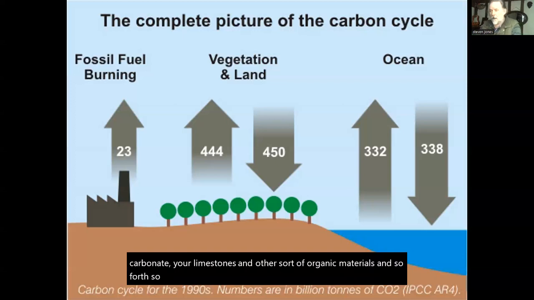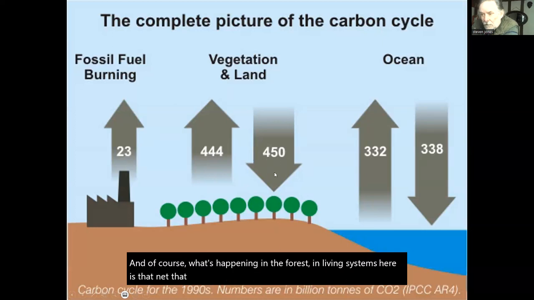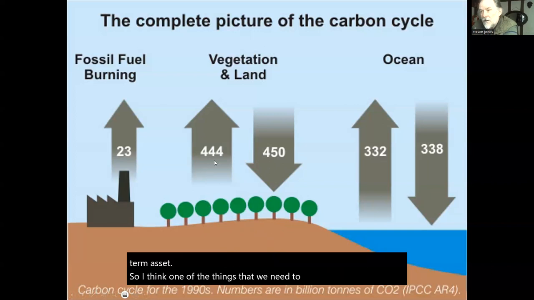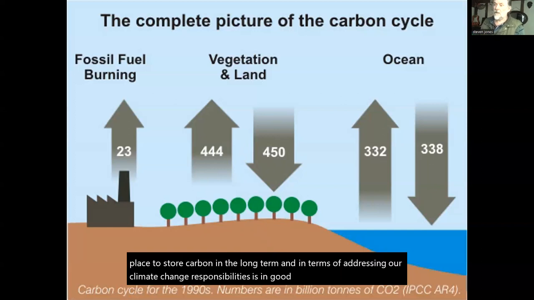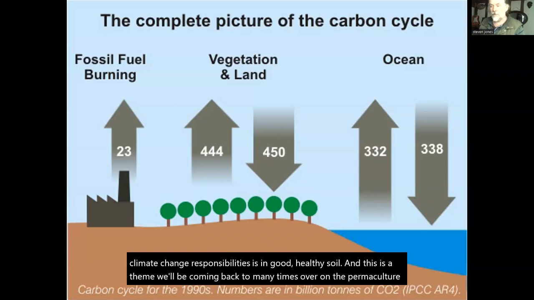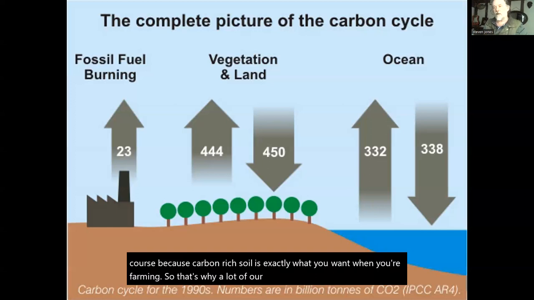And of course, what's happening in the forest, in the living systems here, is that net 6 billion tons of carbon is ending up in the soil. It's translocating through the plants into the soil where it becomes a long-term asset. So I think one of the things that we need to understand is that the place to store carbon in the long term, and in terms of addressing our climate change responsibilities, is in good, healthy soil. And this is a theme we'll be coming back to many times over on the permaculture course, because carbon-rich soil is exactly what you want when you're farming. So that's why a lot of our techniques are based around building up carbon-rich soil.